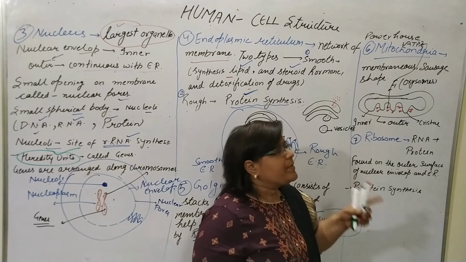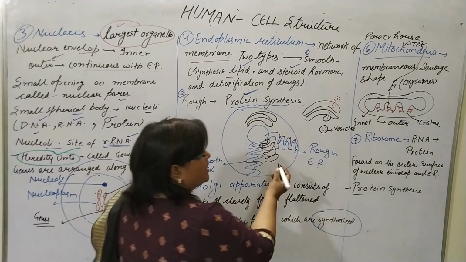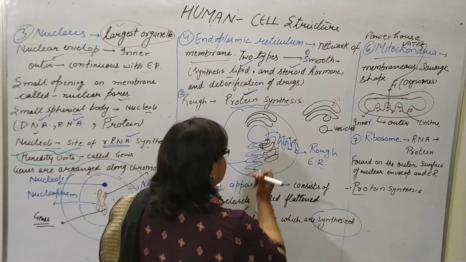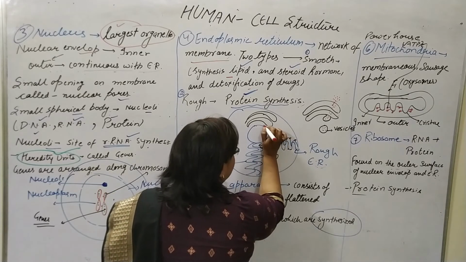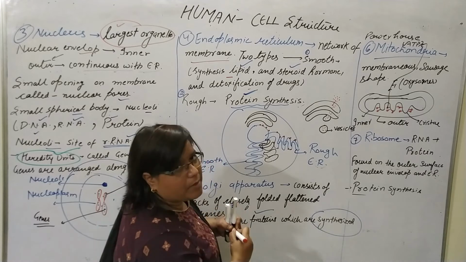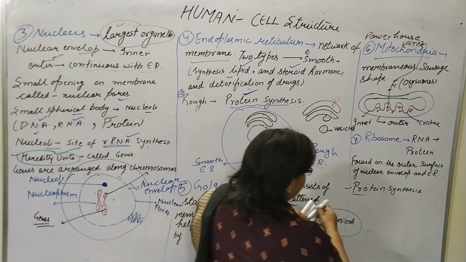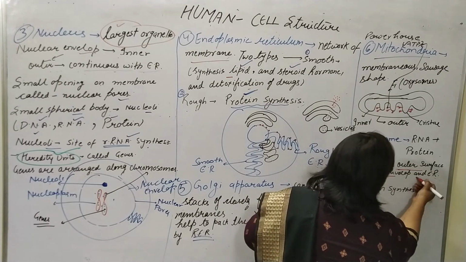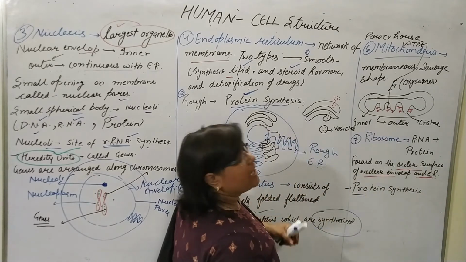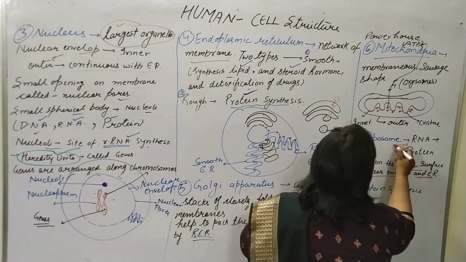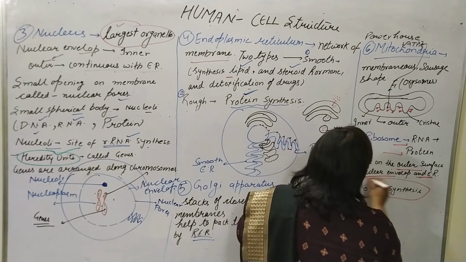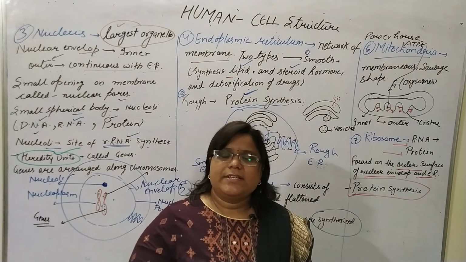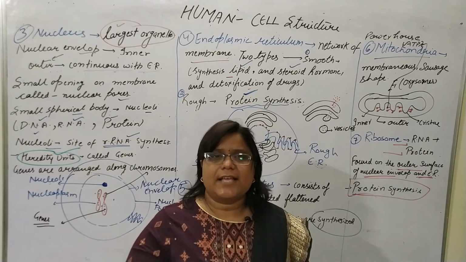Next is the ribosome. As we know, ribosomes are present on the endoplasmic reticulum, and likewise on the membrane of the nucleus. As I have written here, it is found on the outer surface of the nuclear envelope and the endoplasmic reticulum. It is composed of RNA and protein, and the ribosome is mainly associated with protein synthesis. Now we will discuss the lysosomes and the cytoskeleton.